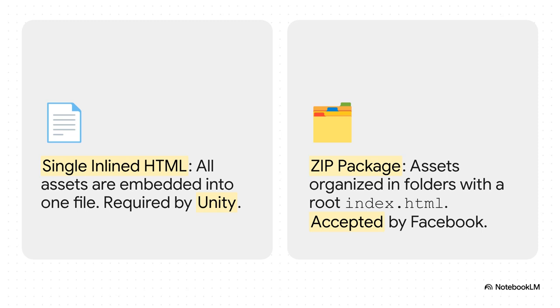First thing you have to decide is packaging, and you've really got two main choices here. First is the single inlined HTML file. It's exactly what it sounds like. Everything, your code, your images, your CSS, is all crammed into one single index.html file. Unity, for example, demands this approach. The other option is a zip package, where all your assets are nicely organized in folders, just like a regular website. Platforms like Facebook are totally cool with this format.